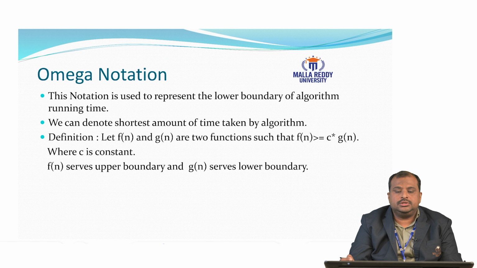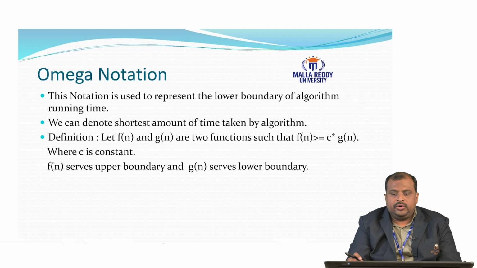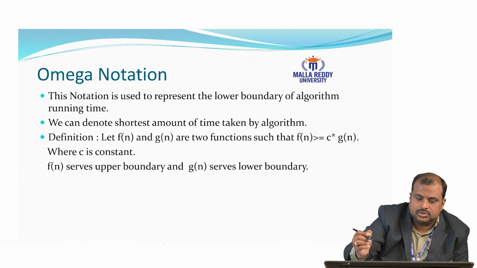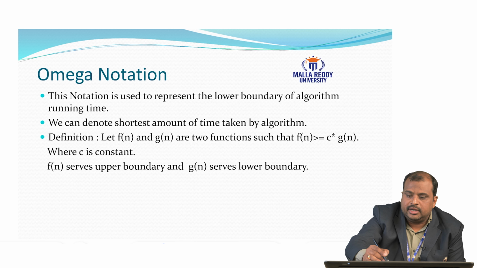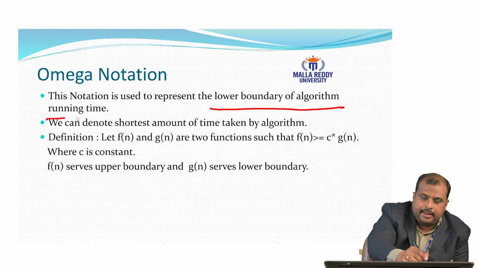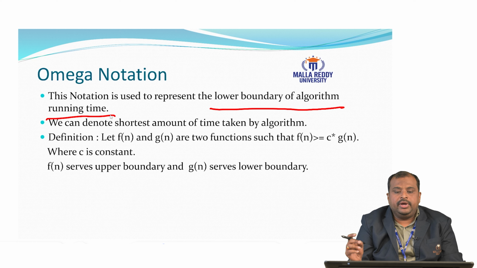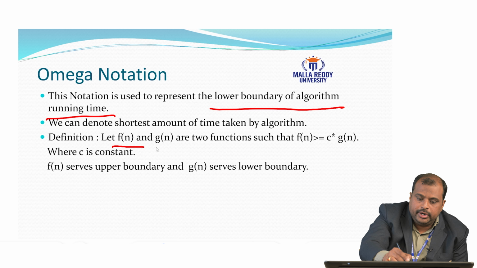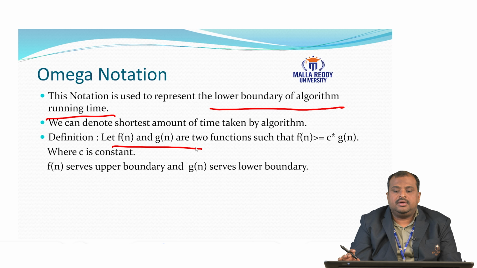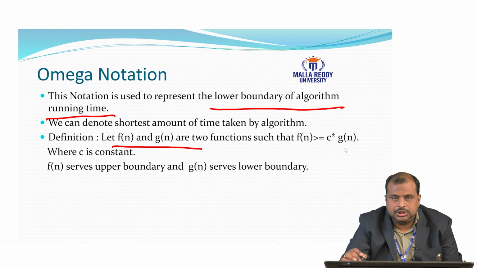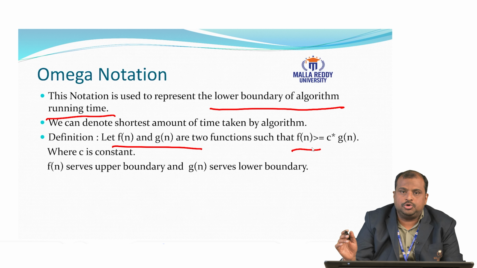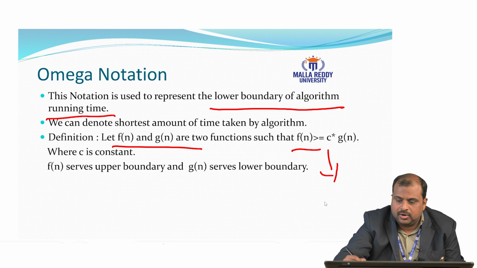Okay, the next notation is omega notation. It is quite opposite to big O notation. In this omega notation, the representation is by using the symbol omega. It calculates the lower boundary of an algorithm's running time. We can denote the shortest amount of time taken by an algorithm. For implementation of this also, we take f of n and g of n as the two functions. Always compared to the g of n value, the f of n value should be higher. Here as usual c will be called a constant.